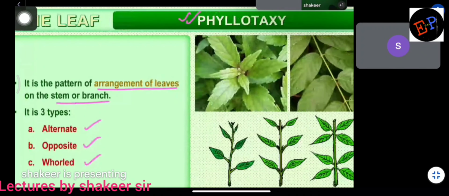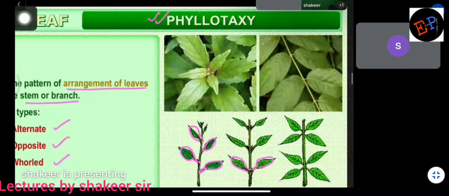Alternate means first you will find one leaf, then after some distance you find the second leaf, then the third, then the fourth. So there is some regular distance between one leaf and the next. And what is meant by opposite? Opposite means this is one leaf, and exactly at the opposite position you will find the second leaf. This is called the opposite type of phyllotaxy.